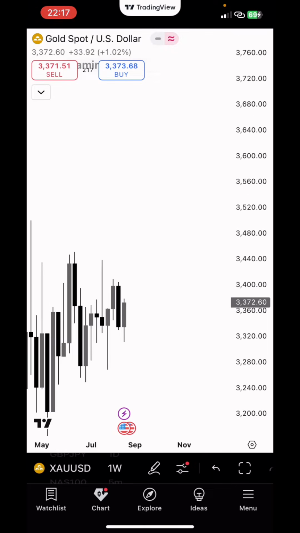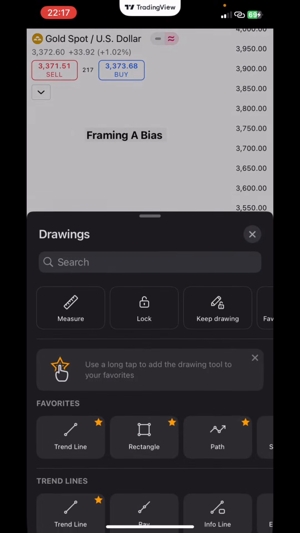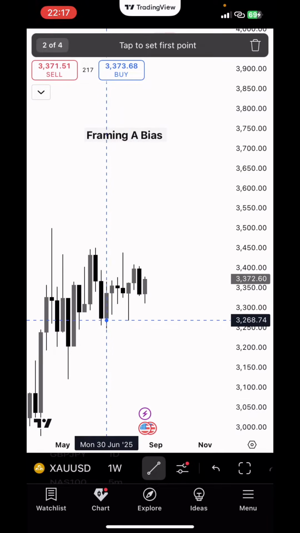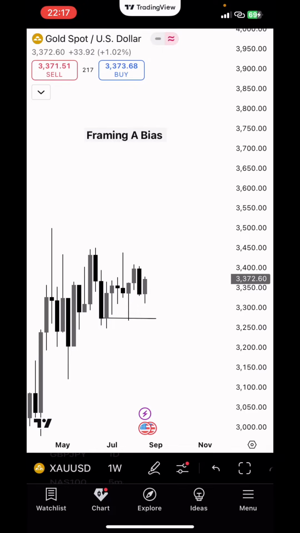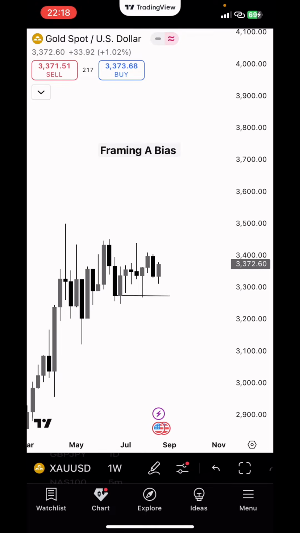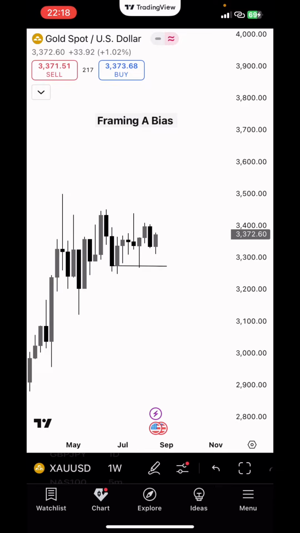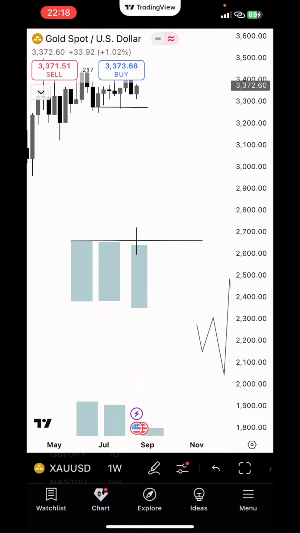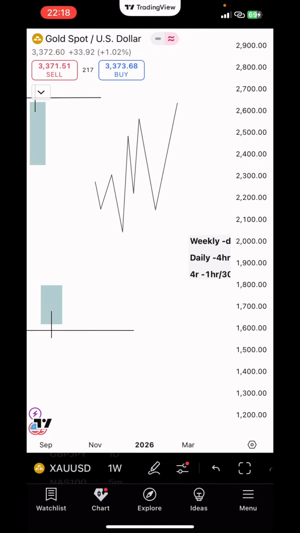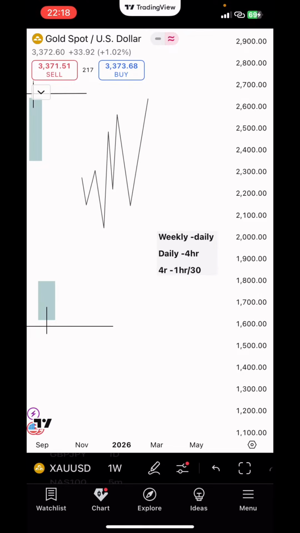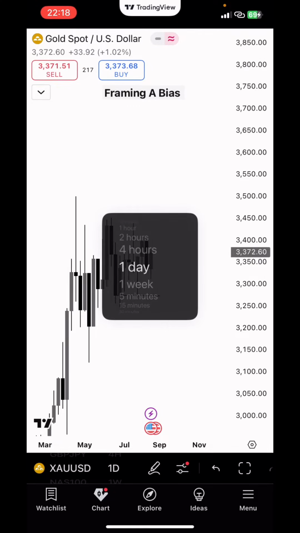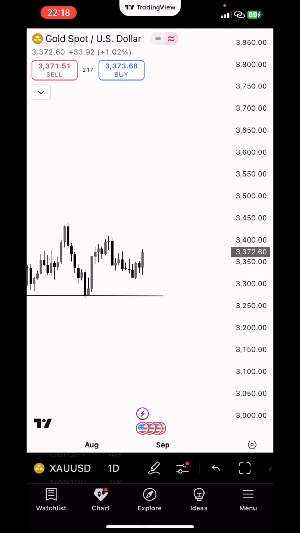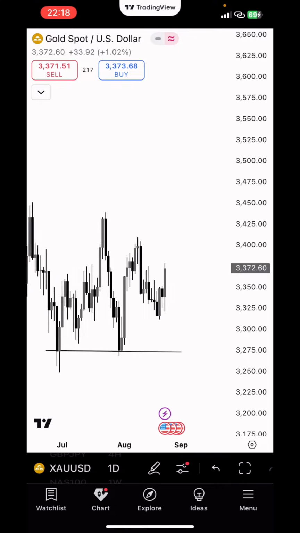Checking the weekly time frame, you can see that market tapped into this weekly key level. This is a V-shaped weekly key level. Like I said, if market taps into the key level in the weekly time frame, you move to daily time frame. So now let's move to daily time frame. On the daily time frame, what are you looking for?